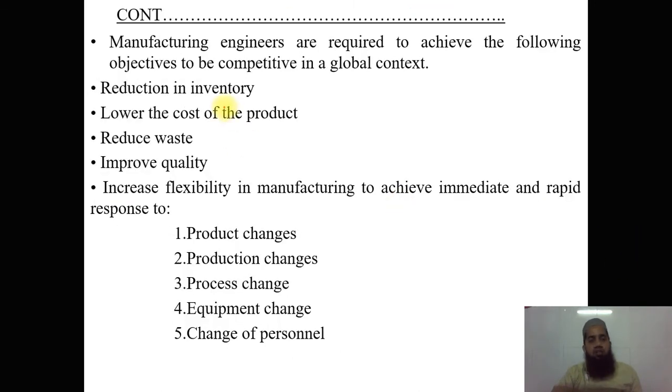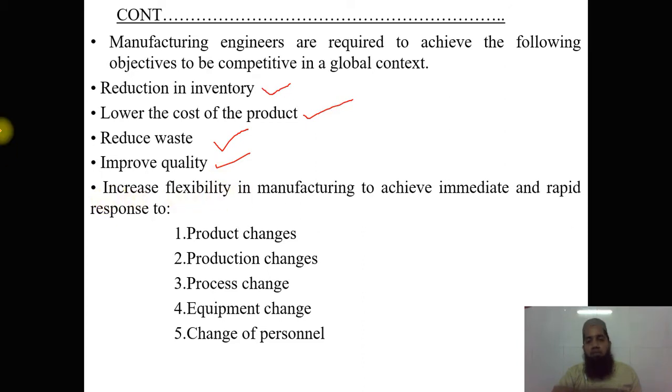Manufacturing engineers are required to achieve the following objectives to be competitive in the global context. What is the first? Reduction in the inventory, that is a very important part. Lower the cost of the product, that is another part. In manufacturing, reduce the waste, because in industry that is a very major problem that increases the cost of the product if the wastage is more. Improve the quality for competitiveness in the market, as well as to fulfill the demand of the customer.